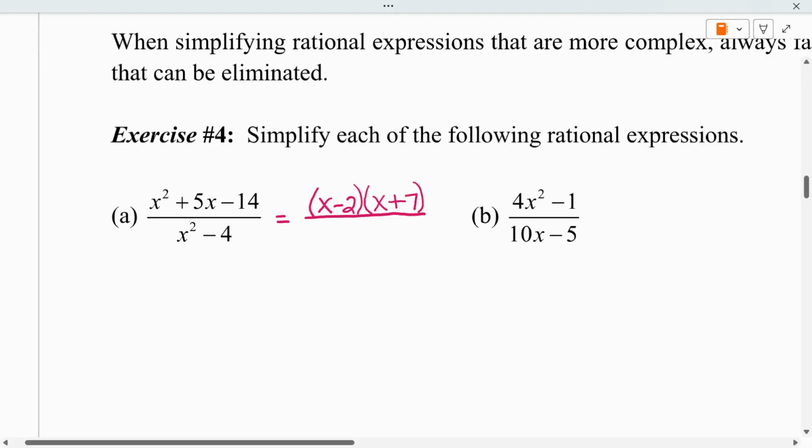Okay. X squared minus 4. That's a difference of 2 squares. How does that factor? Perfect. X plus 2, x minus 2. So I can take a factor of x minus 2 from both the numerator and the denominator. When I simplify this, this becomes x plus 7 over x plus 2.